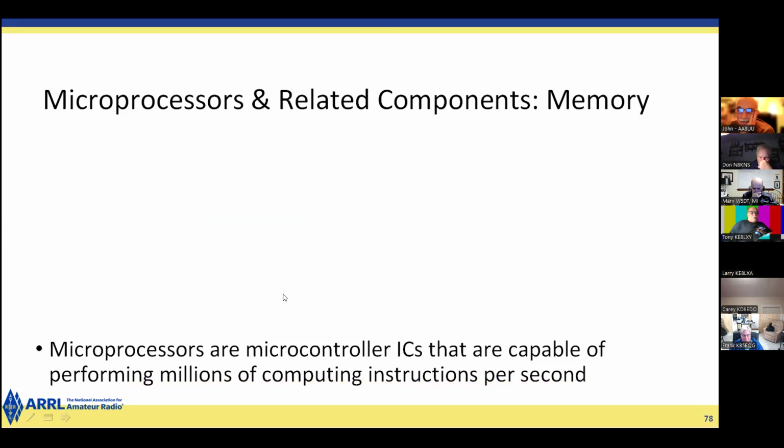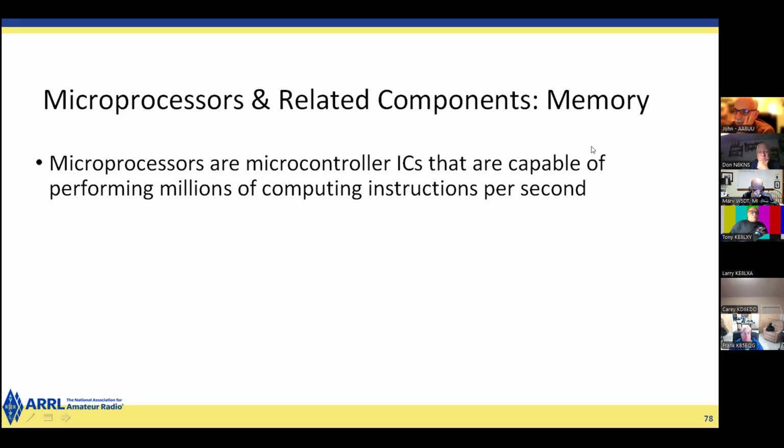Okay, so much for the questions. Let me goof around here a minute. My little display is in the way of reading.